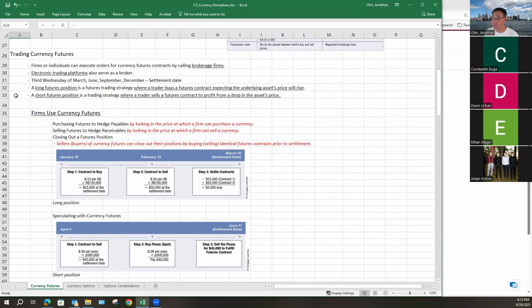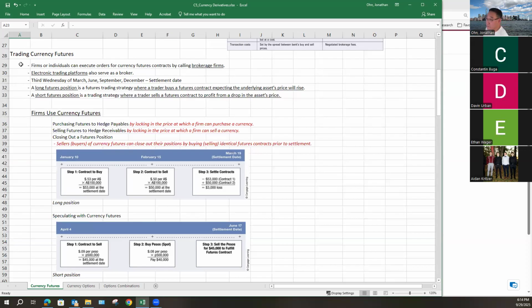All right. Trading currency futures. Firms or individuals can execute orders for currency futures contracts by calling brokerage firms. Electronic trading platforms also serve as a broker. The third Wednesday of March, June, September, December are the settlement dates. A long futures position is a futures trading strategy where a trader buys a futures contract expecting the underlying asset's price will rise. And a short futures position is a trading strategy where a trader sells a futures contract to profit from a drop in the asset's price. All right, thank you.